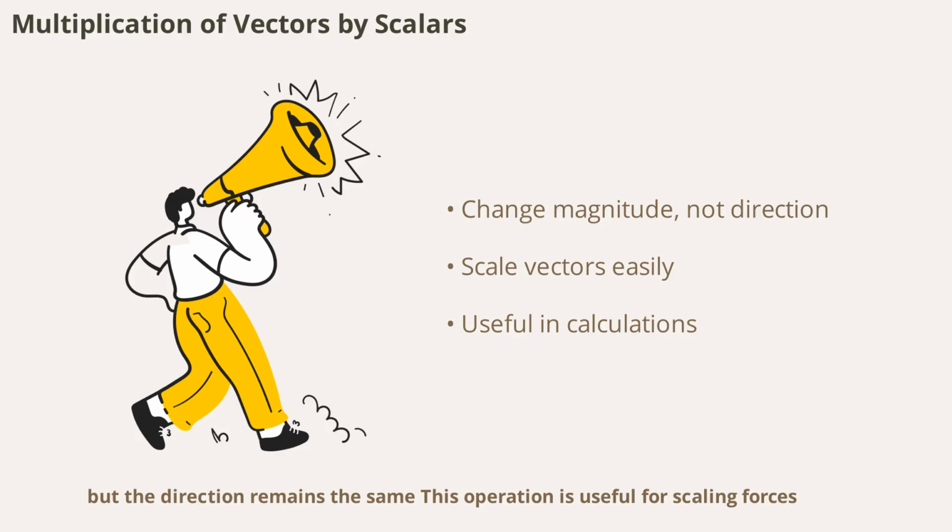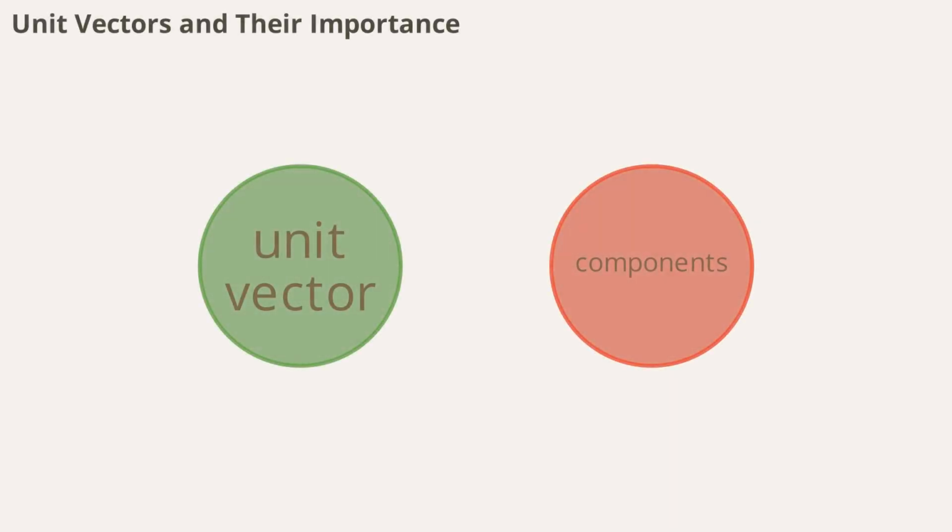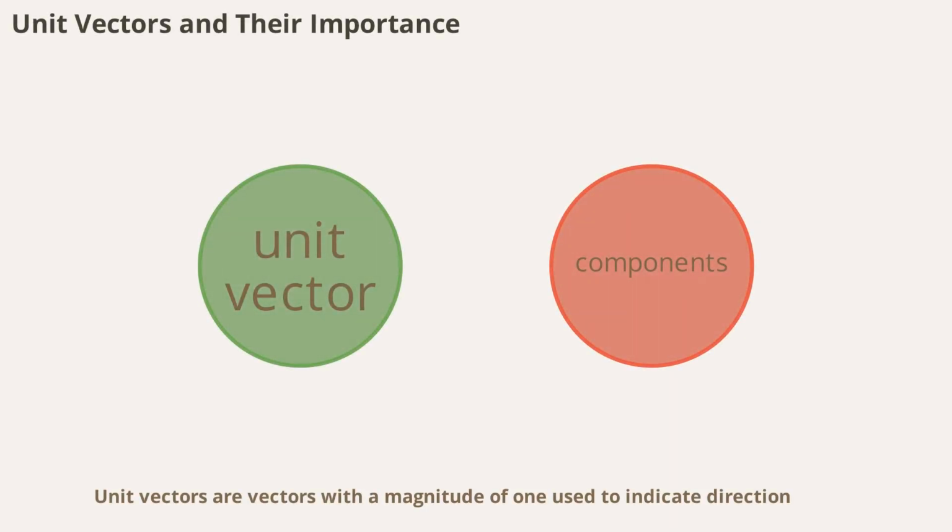This operation is useful for scaling forces, velocities, or other vector quantities in physics problems. Unit vectors are vectors with a magnitude of 1, used to indicate direction. They are often represented by symbols like i, j, and k for the x, y, and z axes, respectively. Unit vectors help us express other vectors in terms of their components, making calculations and representations much simpler in physics.